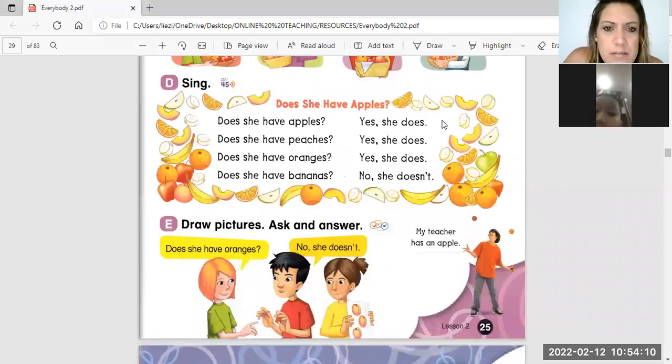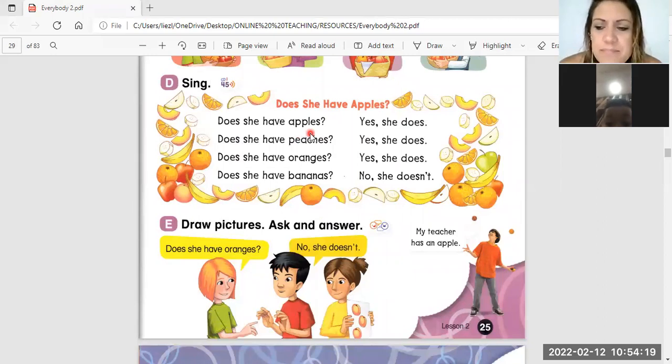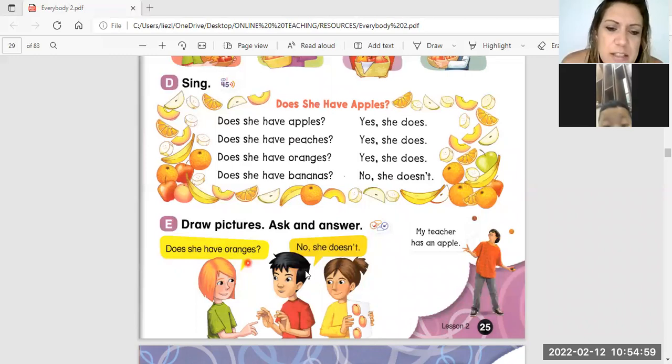Okay, let's read here. Does she have apples? Yes, she does. Does she have peaches? Yes, she does. Does she have oranges? Yes, she does. Does she have bananas? No, she doesn't. Does she have oranges? No, she doesn't. Good.